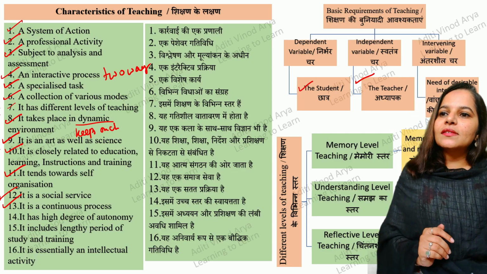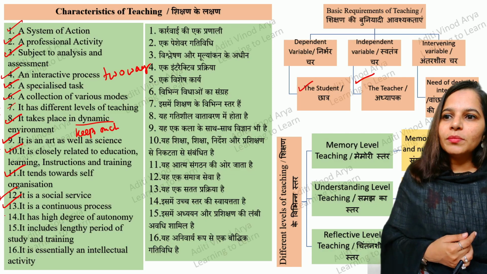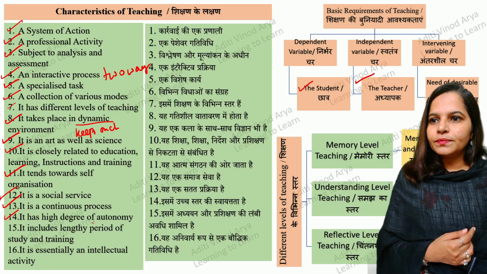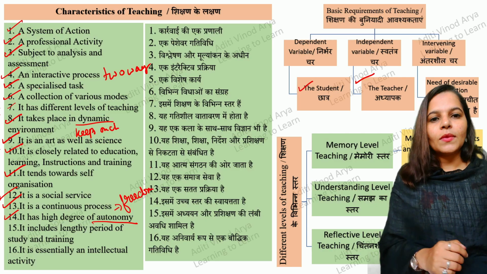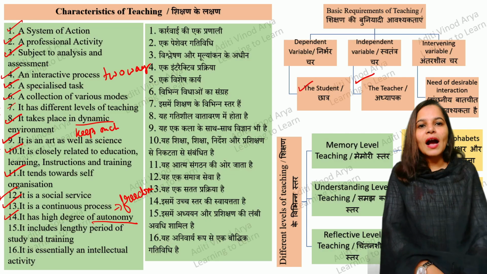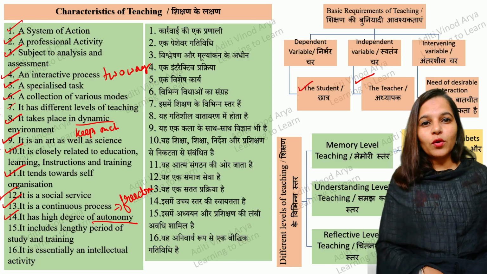The next is it has a high degree of autonomy. Please try to understand, autonomy here means freedom or independence, I could say. What do we understand by the term freedom? Freedom here means you have a level of control over things. You have freedom of what you want to do.